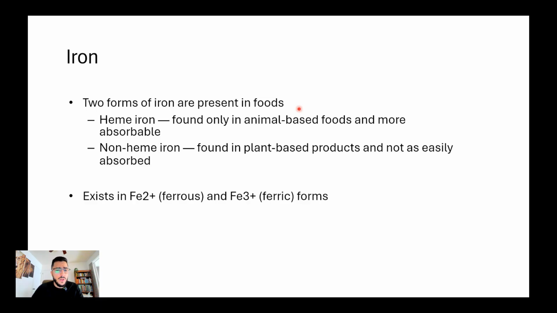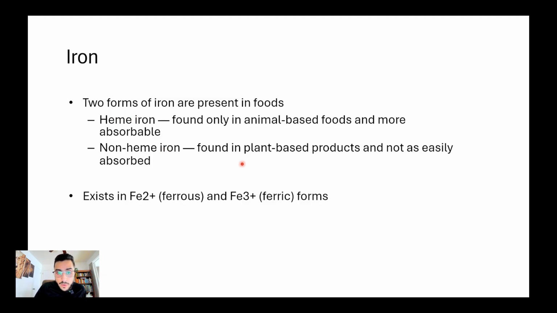There are two forms that are found in food, the heme iron and non-heme iron, and this is just what is bound to the iron. And so when you eat food, you can either acquire a heme iron, which, as the name implies, is bound to a heme group. Non-heme iron is an iron that is bound to anything else. Okay, and heme iron is usually found in animal-based foods and is known to be more absorbable because the body is able to extract the iron from it easily.